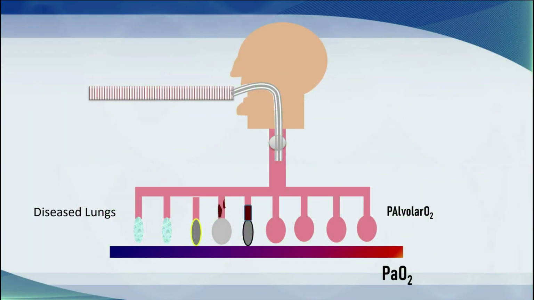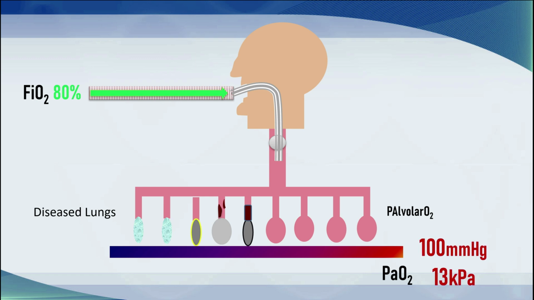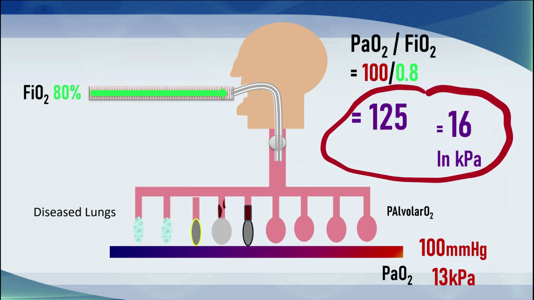Let's look at an example of this. As you can see, the lung units that I have placed on this particular picture are quite diseased. The FiO2 is 80% or 0.8, and the PaO2 is 100 millimeters of mercury or 13 kilopascals. We'll do our calculation. The PaO2 divided by the FiO2 is 100 divided by 0.8, and that works out at 125 or 16 in kilopascals. And this is severe hypoxemia that is consistent with ARDS.